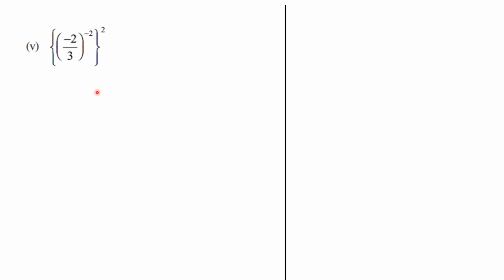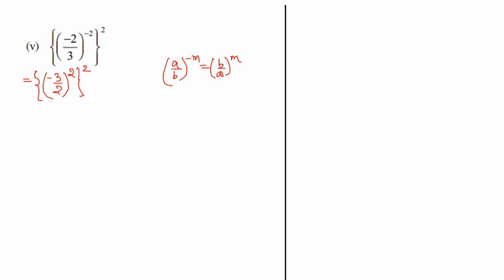Now this is fifth question of question number 3. So here the question is minus 2 by 3 whole minus 2 whole square. So here the law which I am going to use first is a by b whole minus m is equal to b by a whole m. So from here I can write reciprocal of minus 2 by 3 is minus 3 by 2 whole. Minus 2 is negative exponent, it will become positive, so square, and then again whole square.